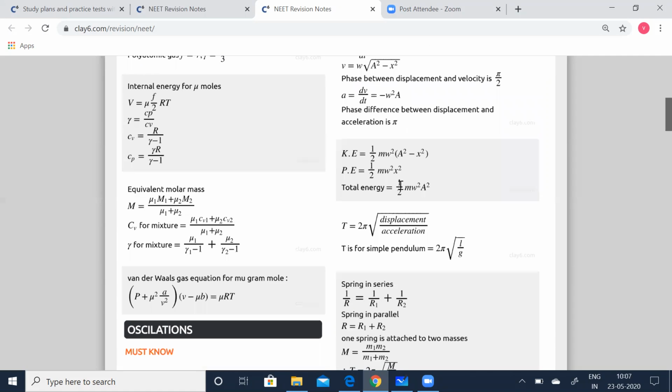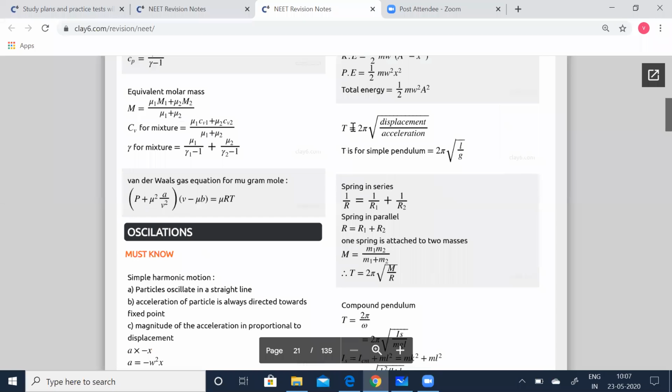Next is kinetic energy. Kinetic energy is equal to half m omega squared into (a squared minus x squared). And the potential energy is equal to half m omega squared x squared. Now you know the total energy is kinetic energy plus potential energy. When you add and simplify, you get half m omega squared a squared.